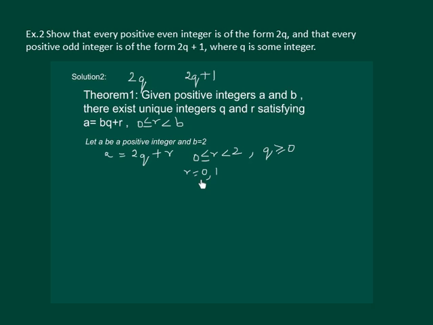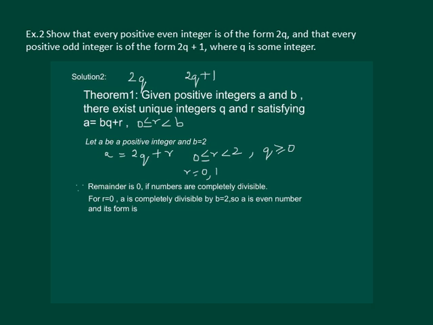We know that remainder is 0 if the two numbers are completely divisible. For r equal to 0, a becomes a equal to 2q, and it is completely divisible. A is completely divisible by 2 means a is an even number. So we have proved that if any positive integer is completely divisible by 2, it is of the form 2q. In other words, if a positive integer is of the form 2q, then it is an even integer.